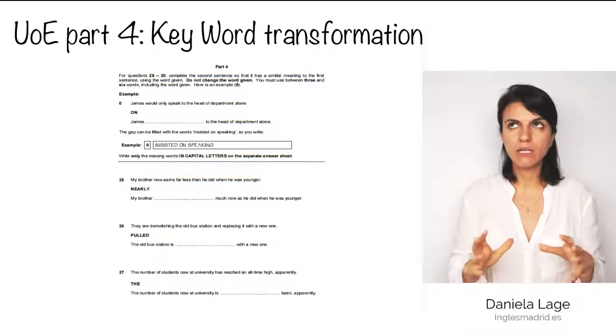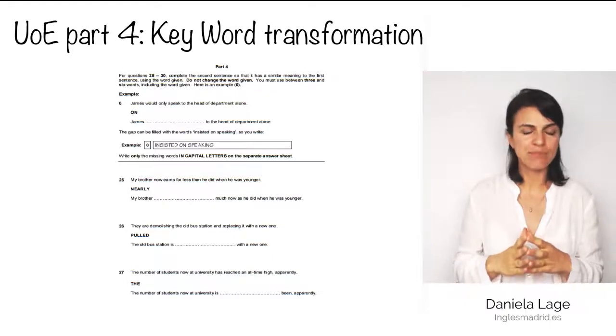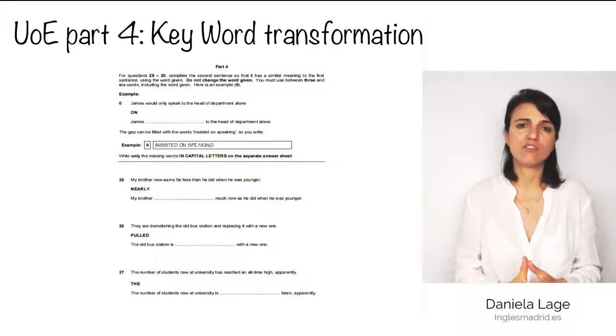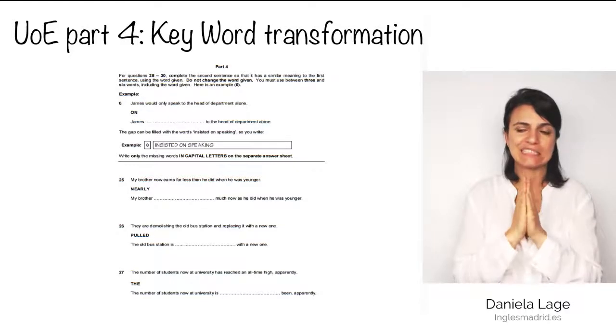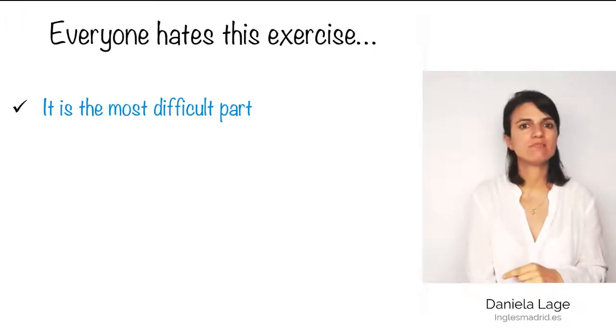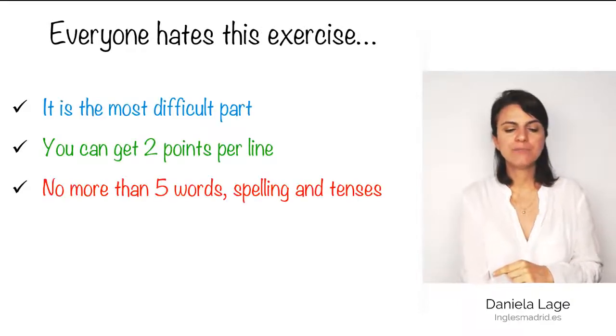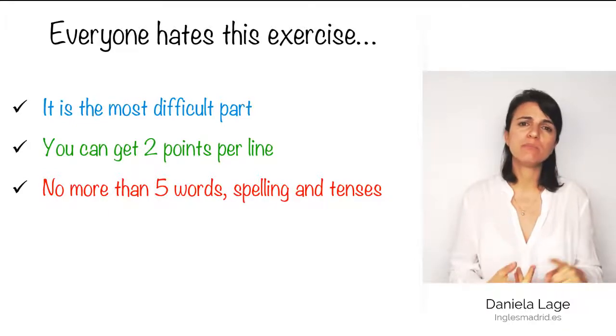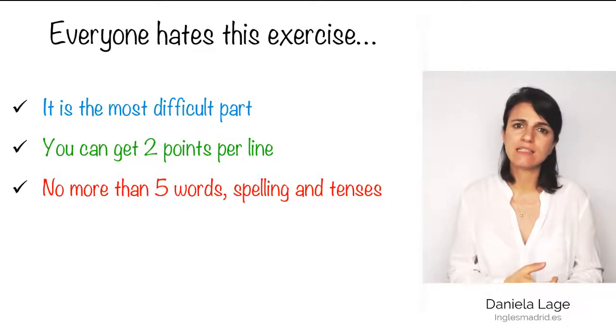And you say, oh my gosh, how many instructions? Yeah. Okay. Oh, the most difficult. But it's really important because they give us 2 points. Yeah, 2 points. Remember not to write more than 5 words. Remember to review the spelling and the tenses.